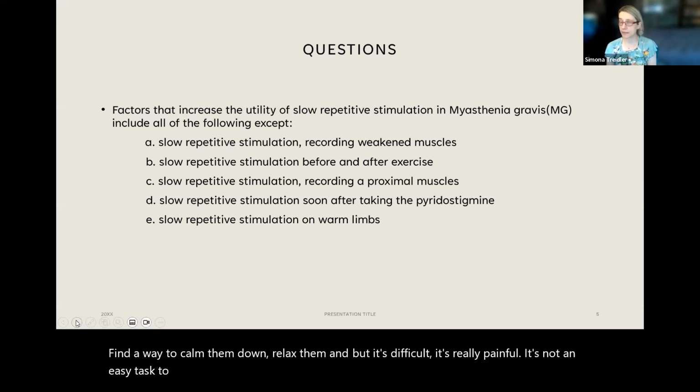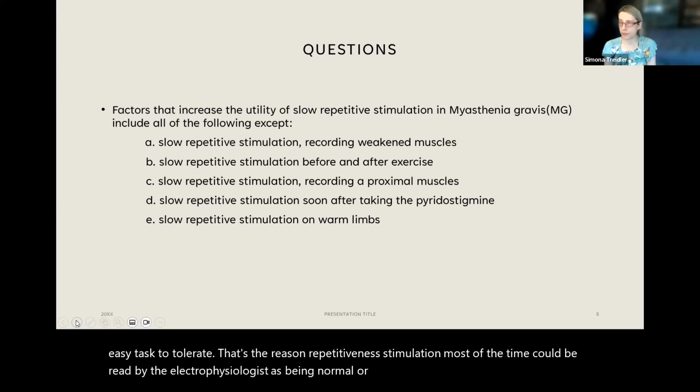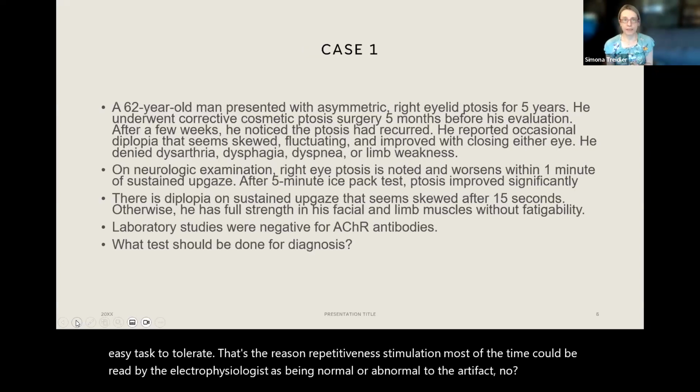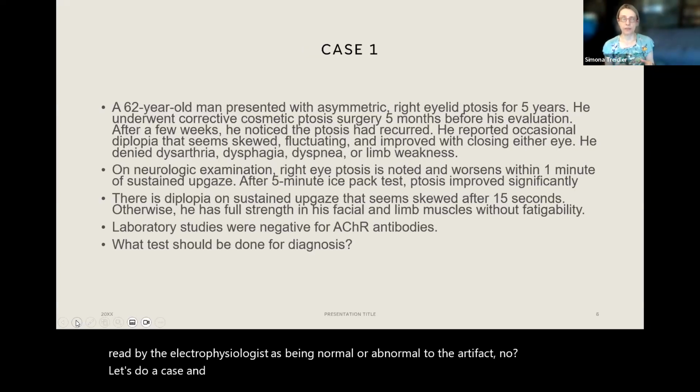That's the reason repetitive nerve stimulation most of the time could be read by the electrophysiologist as being normal or abnormal due to the artifact, no? Now let's do a case, and after this case, we can go a little bit deeper into the electrophysiology of the neuromuscular junction.